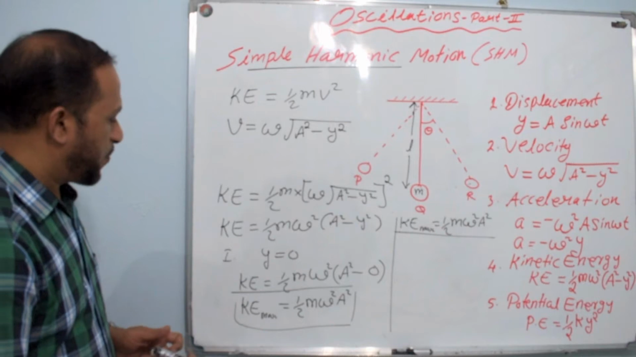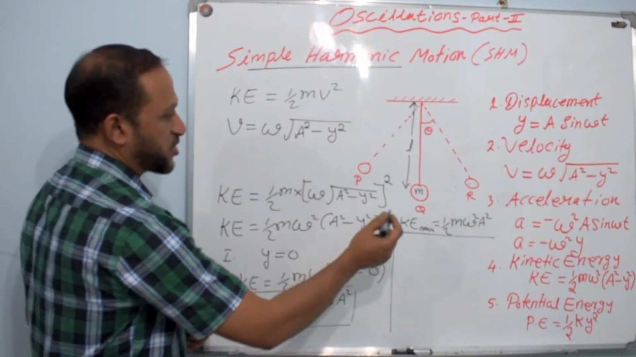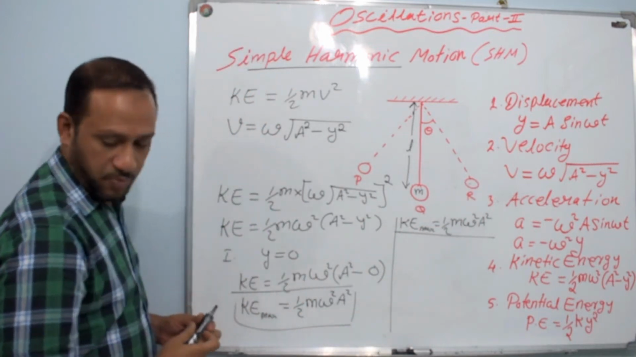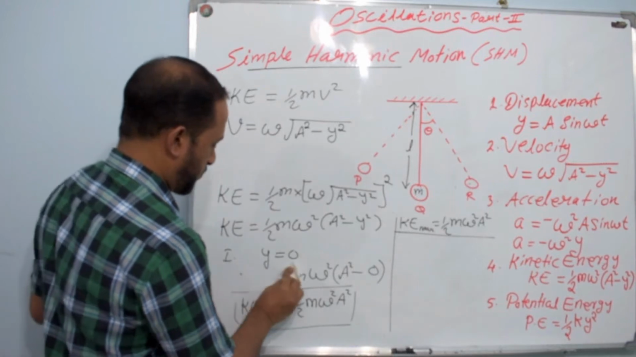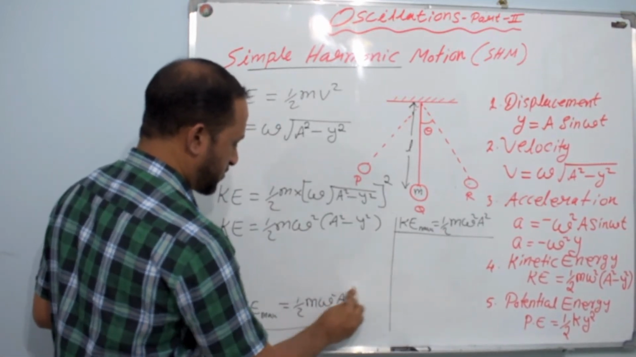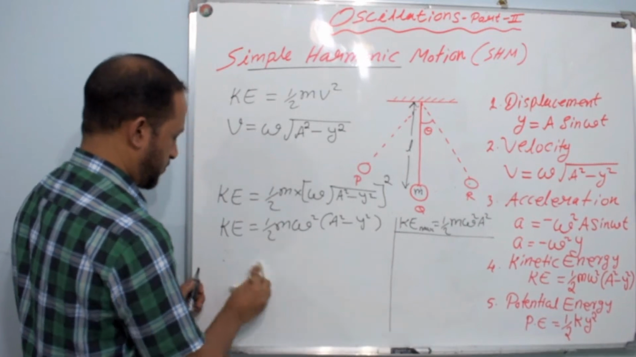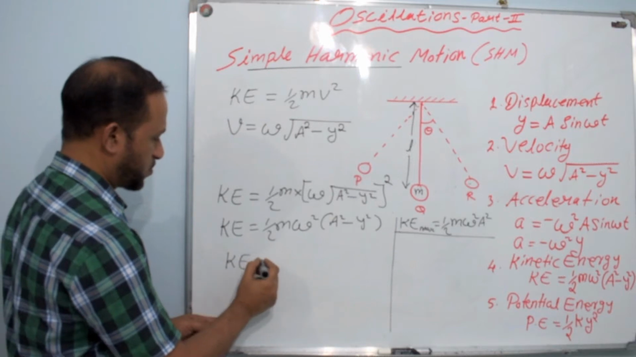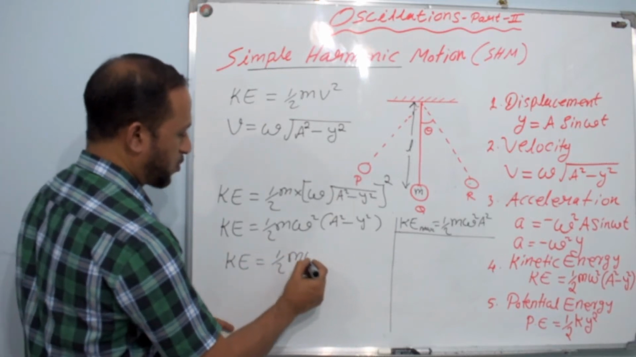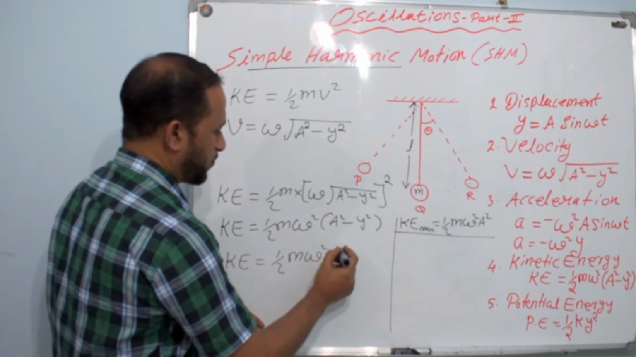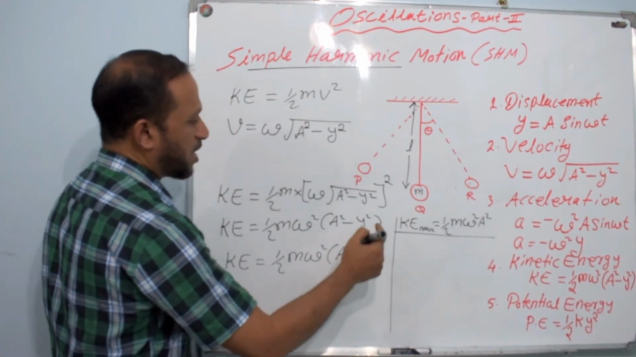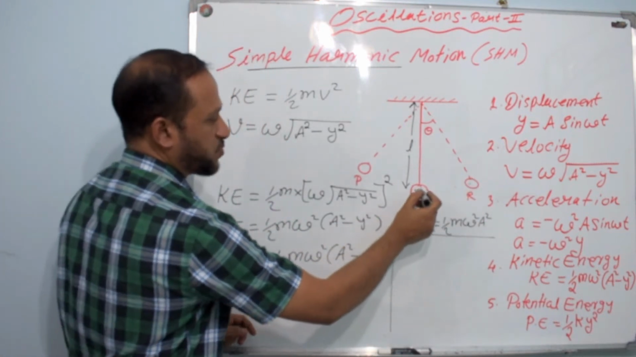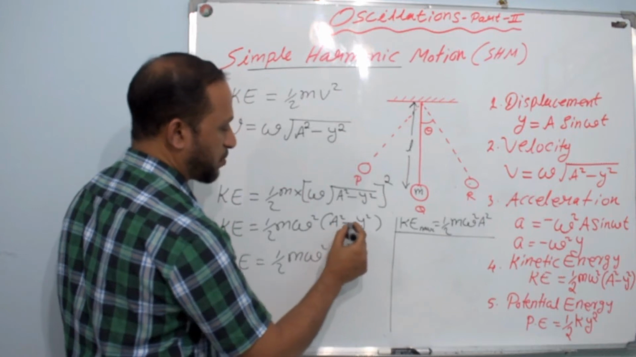Now, if we apply the same condition at the extreme point, that is the second case, at the extreme point, KE is equal to half m omega square into a square minus, at the extreme position, y equal to a, the displacement y becomes a, that is a square minus a square.